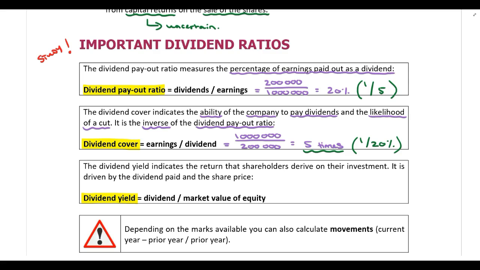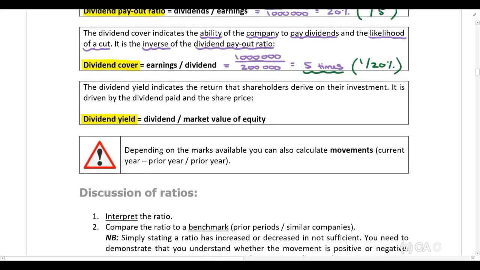The payout ratio tells us the percentage of earnings that is being paid out as a dividend, whereas the dividend cover tells us the number of times the earnings covers the dividend. Then you also need to be able to calculate the dividend yield. And the dividend yield measures the return that shareholders derive on their investment in the form of dividends. So you can see it's driven by the dividend paid and the share price. So we take the dividend and we divide by the market value of equity, or the share price. And this will also give us an answer as a percentage.